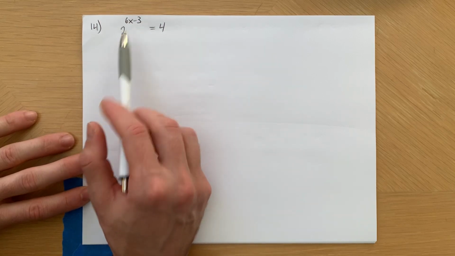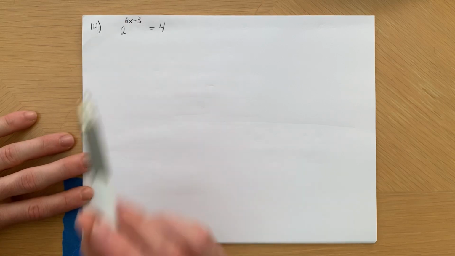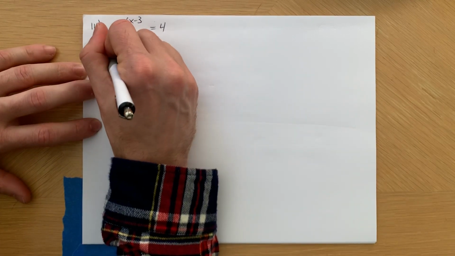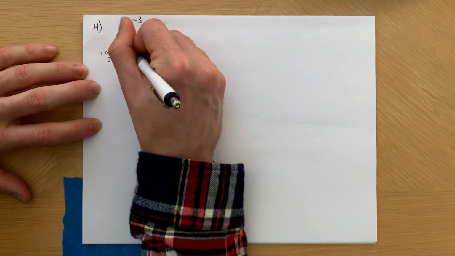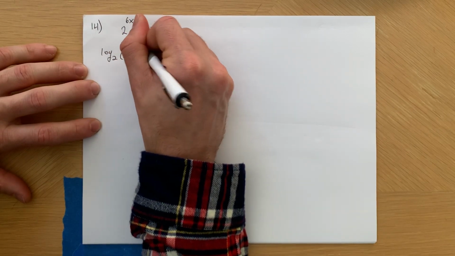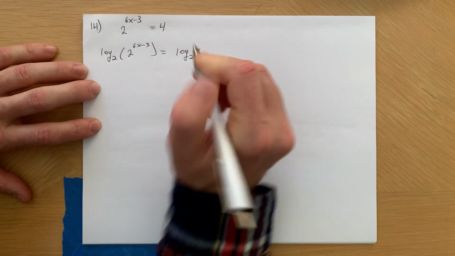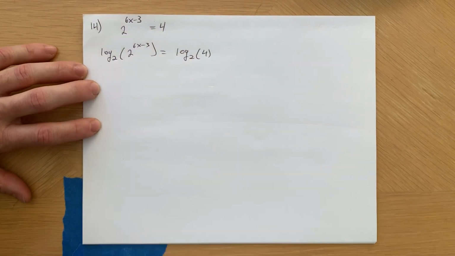We're going to take that number that has the exponent, this 2, and we're going to do the log of that base on both sides. So the first step in this problem is we're going to take log base 2 of the left-hand side, 2 to the 6x minus 3, and that's going to set it equal to log base 2 of the right-hand side, log base 2 of 4.